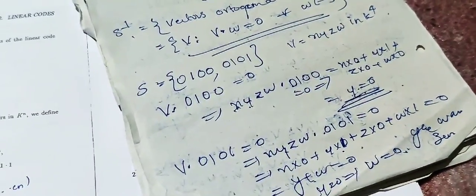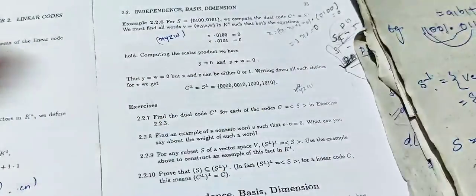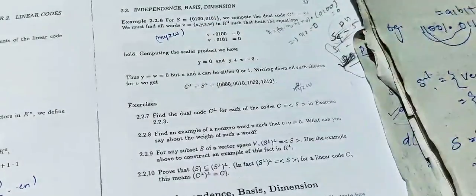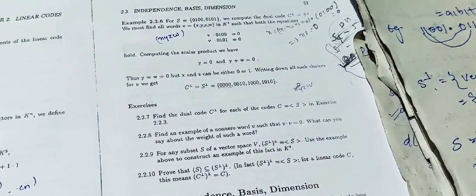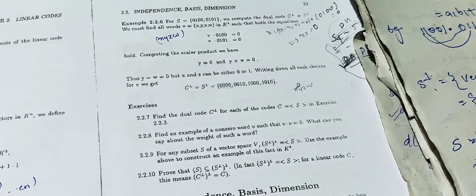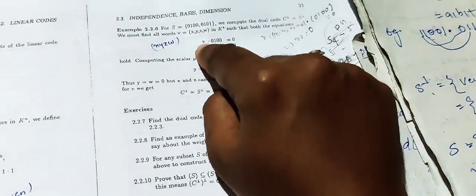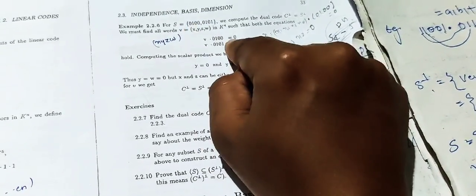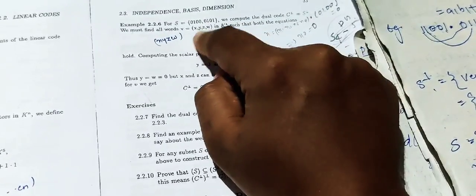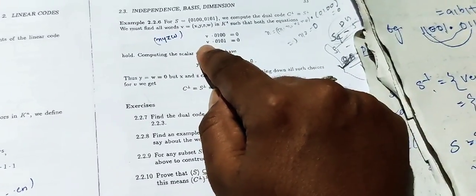So the question here is: S is equal to {0100, 0101} is given. C perp is S perp. So what is S perp? It is the collection of all vectors V such that V dot w is equal to 0, that is, V dot 0100 equal to 0 and V dot 0101 equal to 0. We can find V. We are asking for the possibilities of V.